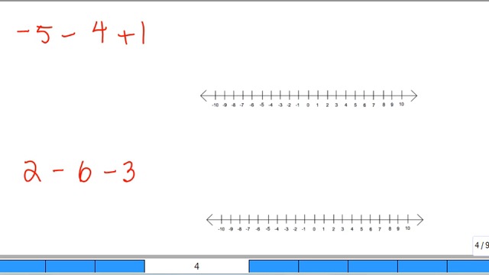So let's see how you did. We start at -5 right here, and we're going to subtract 4, so to the left 4. 1, 2, 3, 4, and then we're going to add 1, which means back to the right 1, so back this way, which means we'll end up at -8. Next one, we start at +2, go to the left 6. 1, 2, 3, 4, 5, 6. So we've done this bit, and then we're going to go -3, which means again to the left 3. 1, 2, 3. So this equals -7.